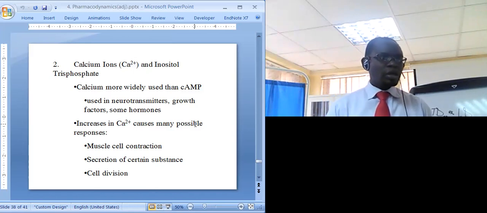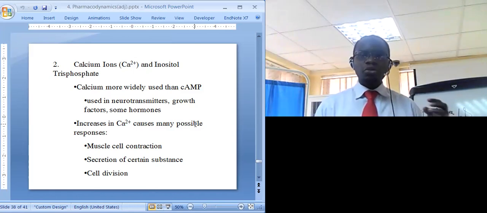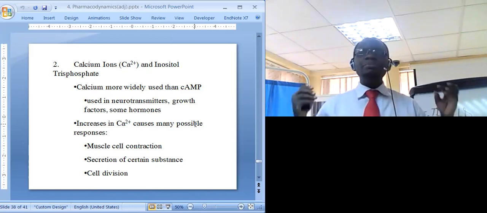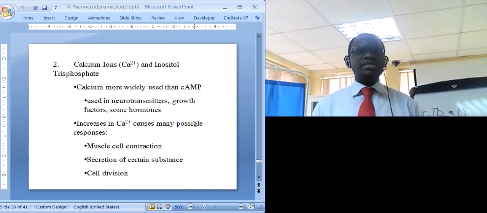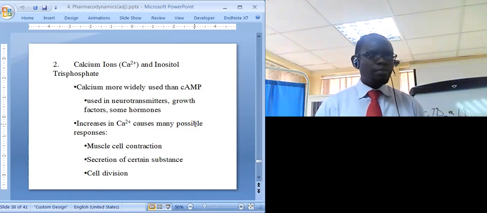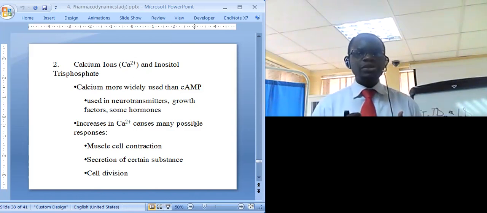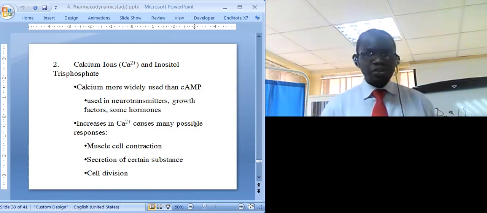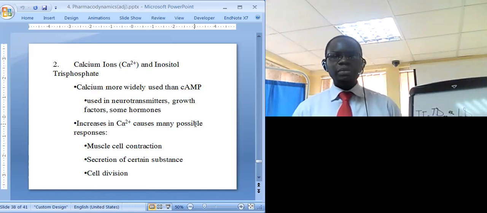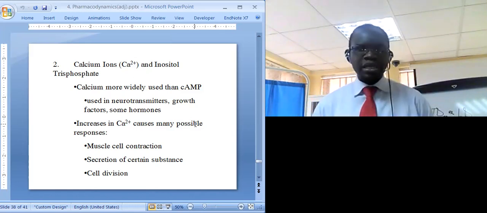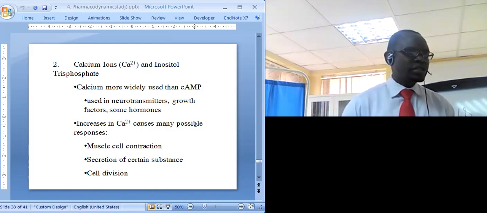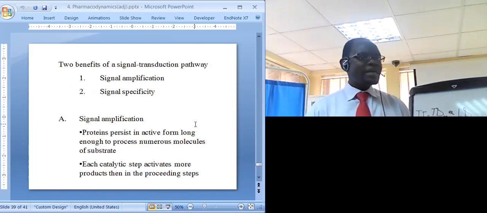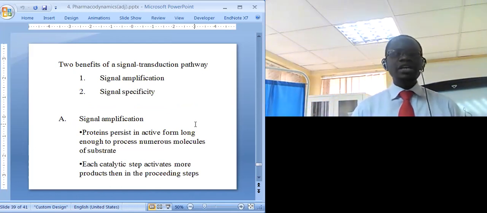muscle contraction. You have done this in physiology, how a muscle contracts. The sarcoplasmic reticulum releases calcium, and once this calcium is released, you have muscular contraction, among other things like secretion of certain substances, and cell division. All this is as a result of calcium being released as a second messenger into the cell.